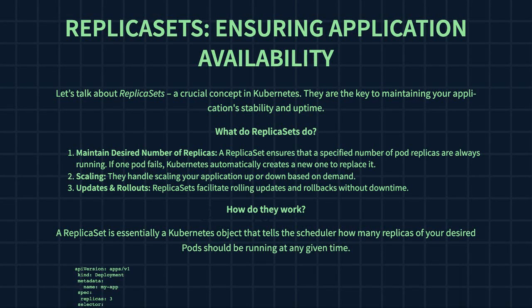Okay, let's dive into ReplicaSets. They're really important for keeping your applications running smoothly in Kubernetes. Think of them as guardians of your pods. Essentially, a ReplicaSet makes sure you always have the right number of copies, replicas, of your application running. If one pod crashes or fails, Kubernetes automatically spins up another one to take its place, ensuring that your service stays available. They're fantastic for scaling if traffic increases.